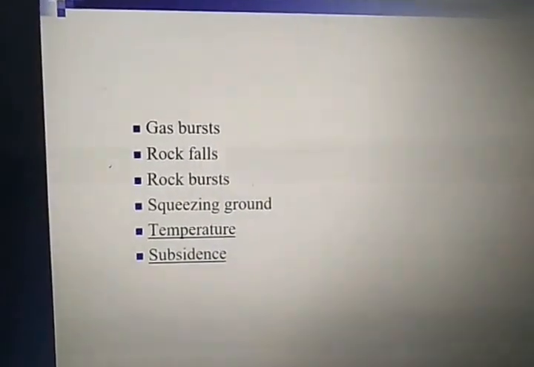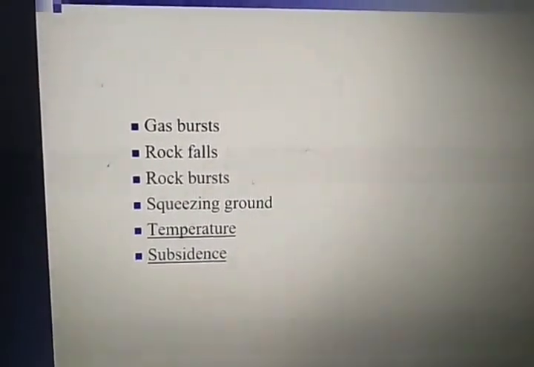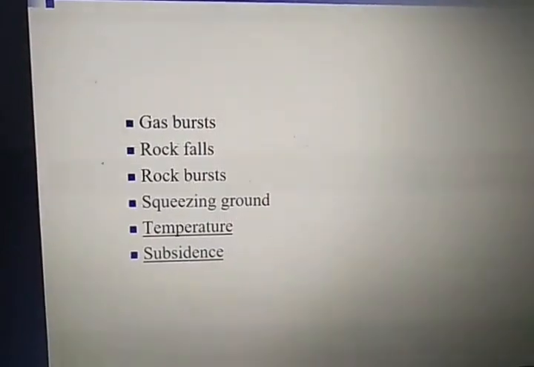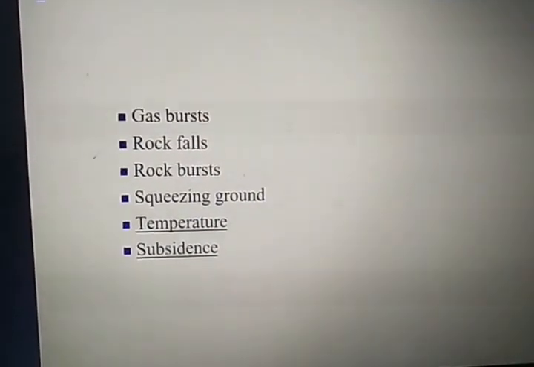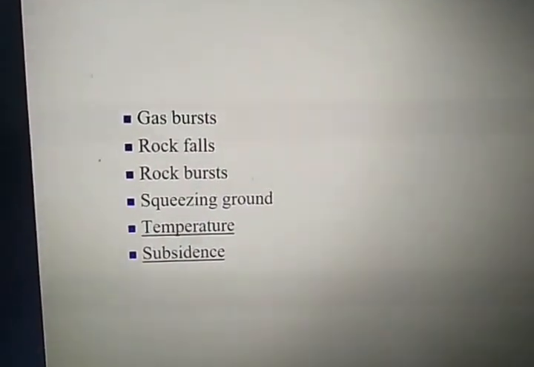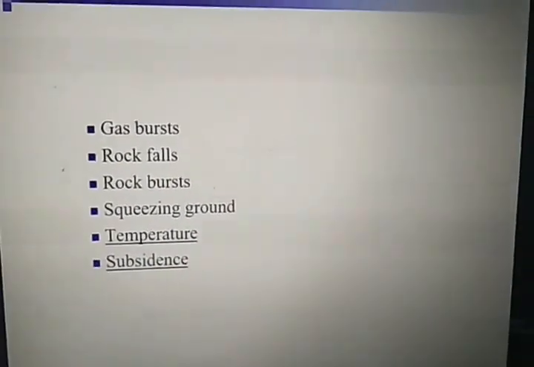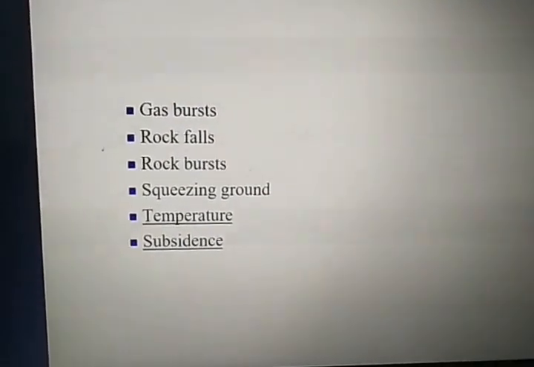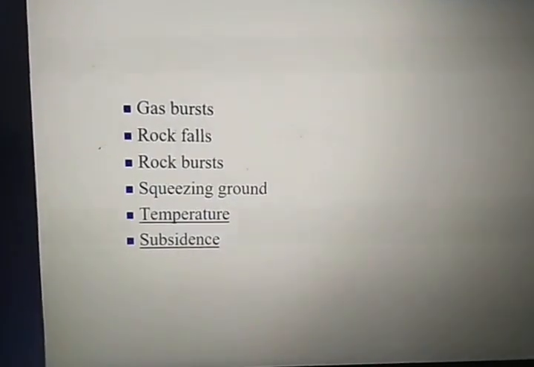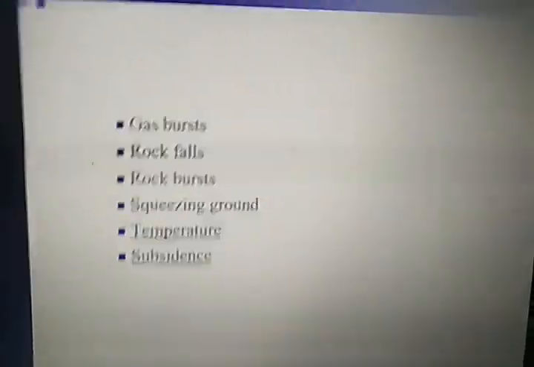So what damages occur when the tunnel is constructed? The first one is gas burst, then rock falls, rock burst, squeezing of the ground, temperature increase when you go inside, and subsidence.